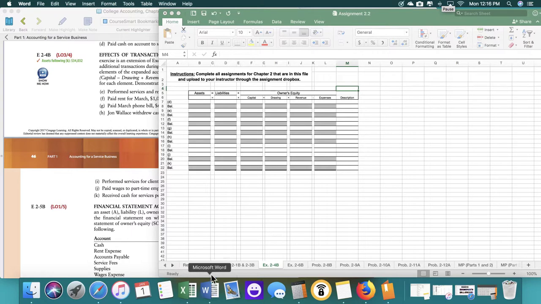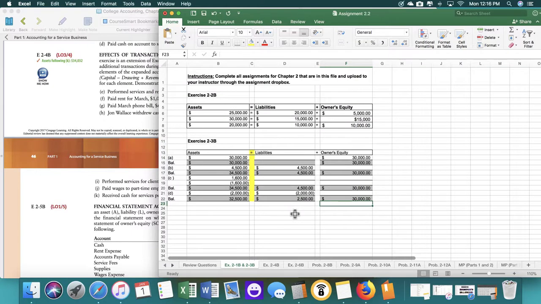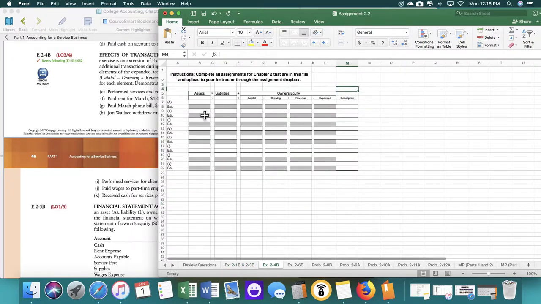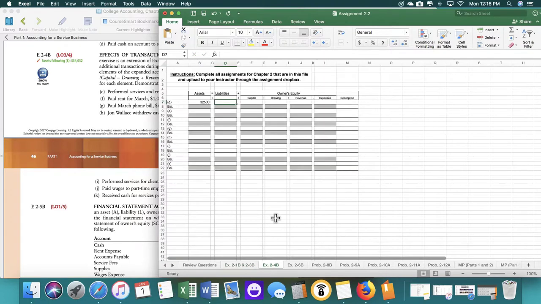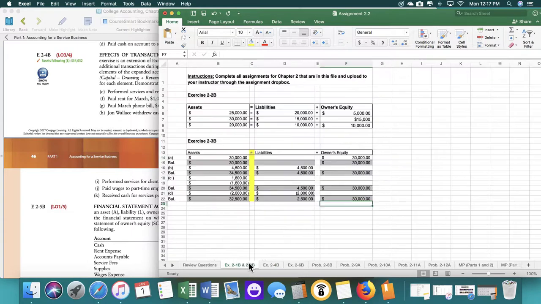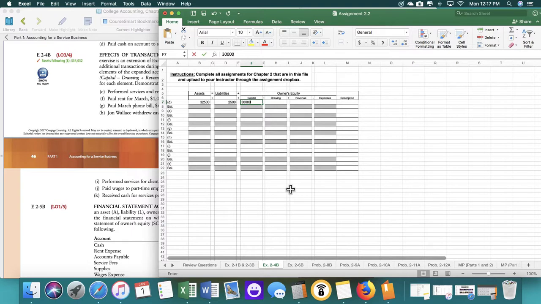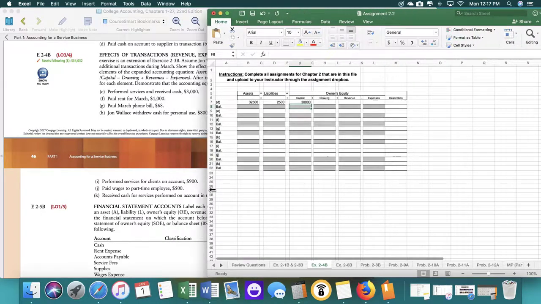Hi everyone, this is the video for 2-4b. So to start this problem, we actually have to go back to 2-3 and take our ending balances. We know our ending balance is 32,500 for assets, our liabilities is 2,500, and our capital is 30,000. So now we can start working on this problem based on the information the book has given us.